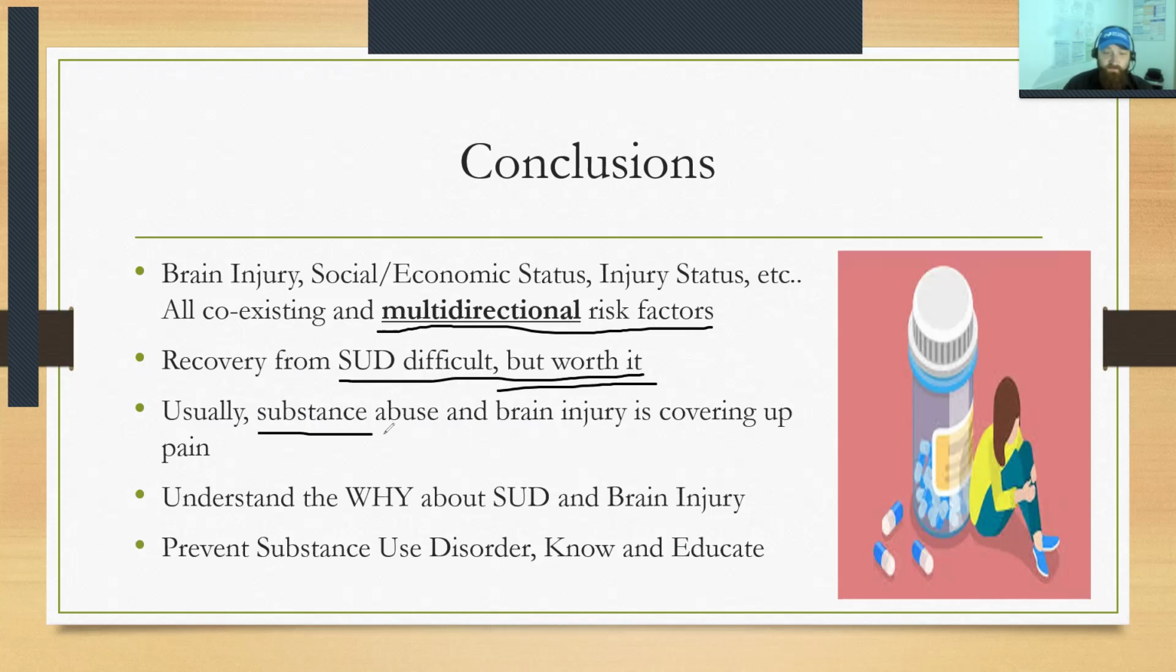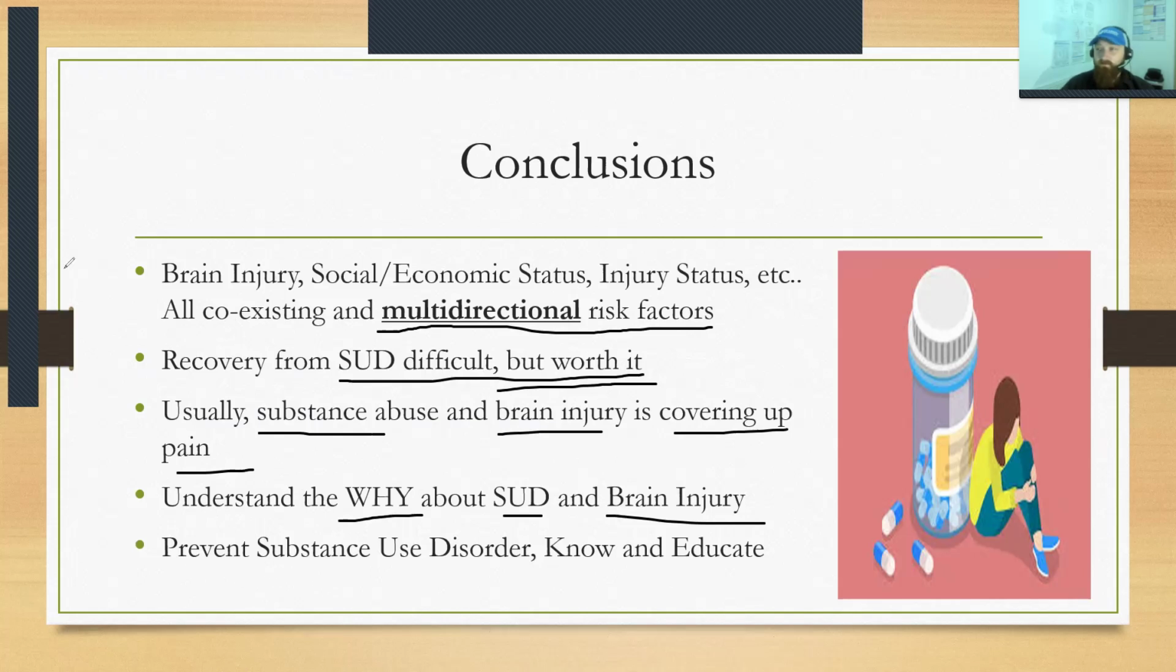Usually, when we see substance abuse and brain injury, it's covering up something, most likely the pain. Think about that person on the opioids who continually has to increase dosage because he keeps on gaining the tolerance because it's not actually doing anything for the pain. Maybe they will have a brain injury from overdose. We don't want brain injuries. I like to prevent brain injuries, and I also like to prevent substance use. So that's why we need to understand the why about substance use disorder and brain injury.